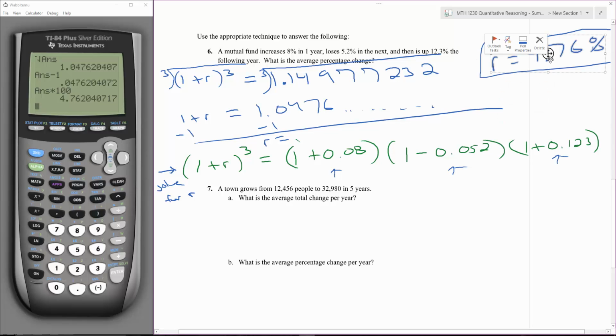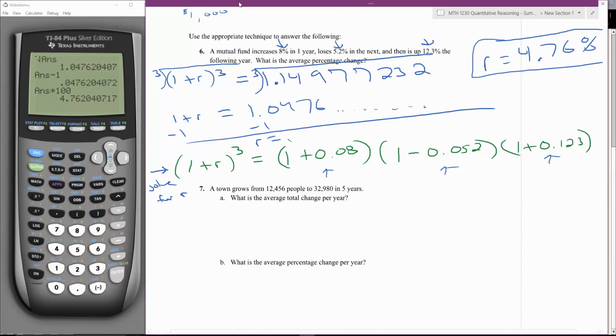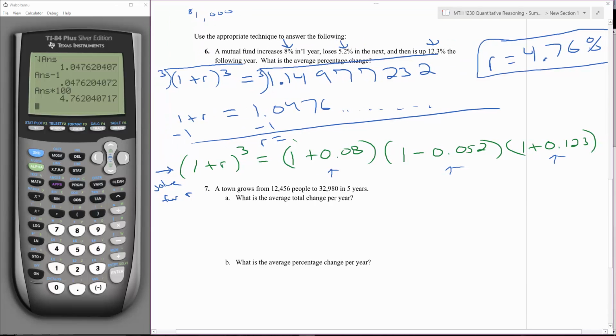What this average rate of return means is, even though we have these different values here, if I were to simply give a 4.76% increase each year, we would get to the same amount in the end. So if I start with $1,000, then I could follow it through with all of these and get an amount. So we could figure out what that amount would be.